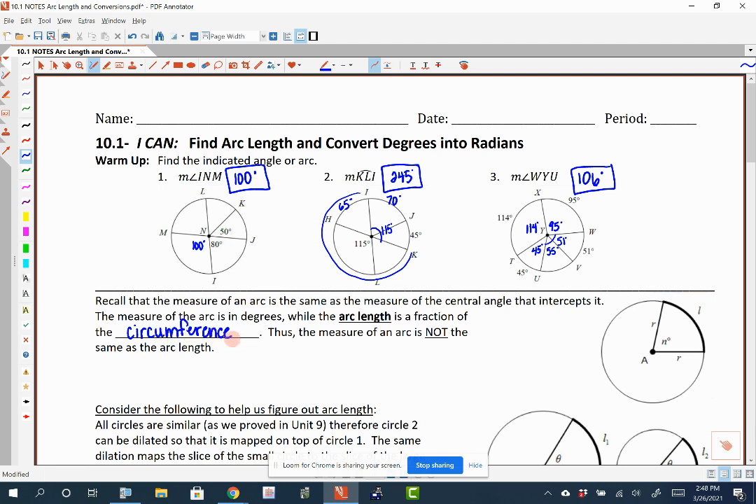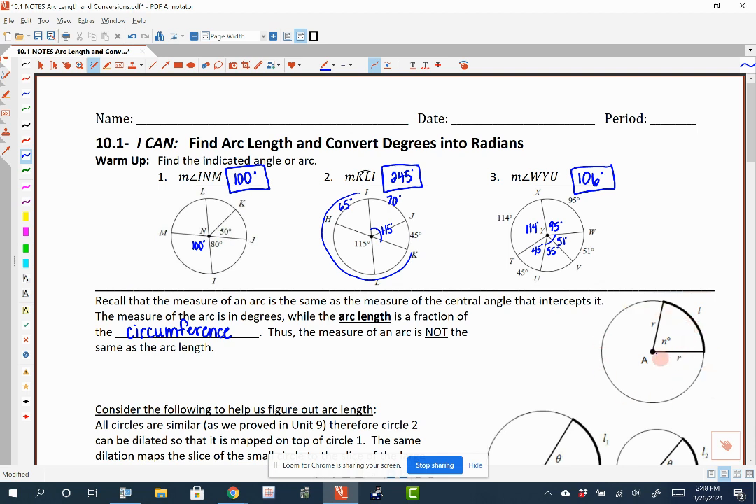Now, when we talk about arc length, we're talking about if we were to put like a piece of string on a curved arc and then maybe pull it straight along a ruler to see how long it was. I want to know the actual length. So we're going to think about that as a fraction of a circumference, because circumference is the length around the circle. So our last little sentence here says, thus, the measure of an arc is not the same as the arc length. So we've been using arc measures with degrees, and now we need to find arc length.